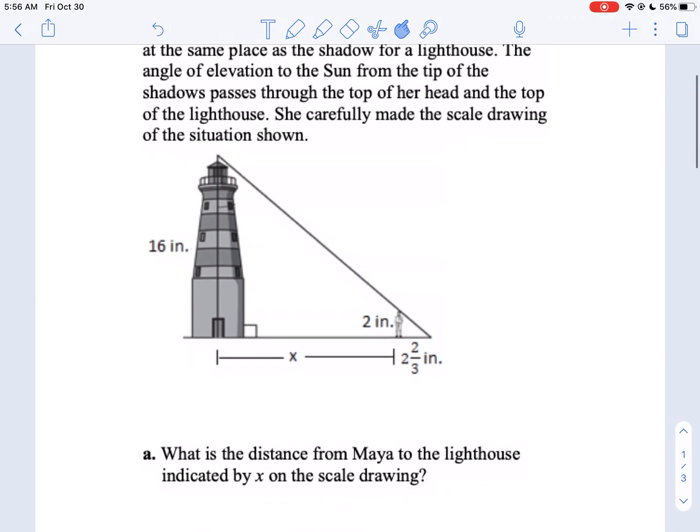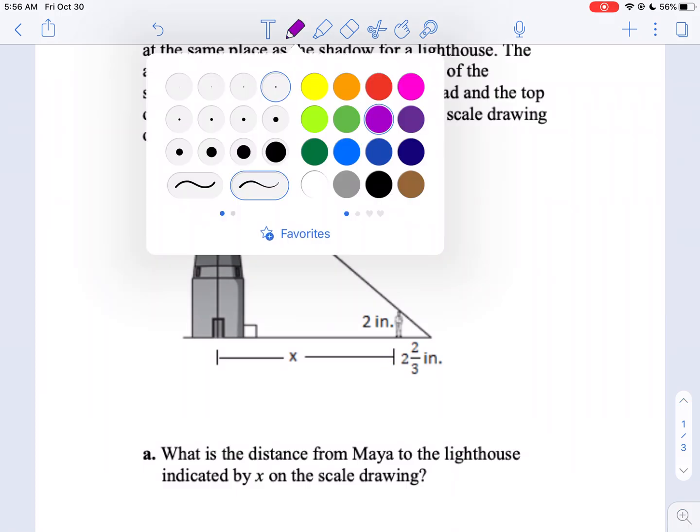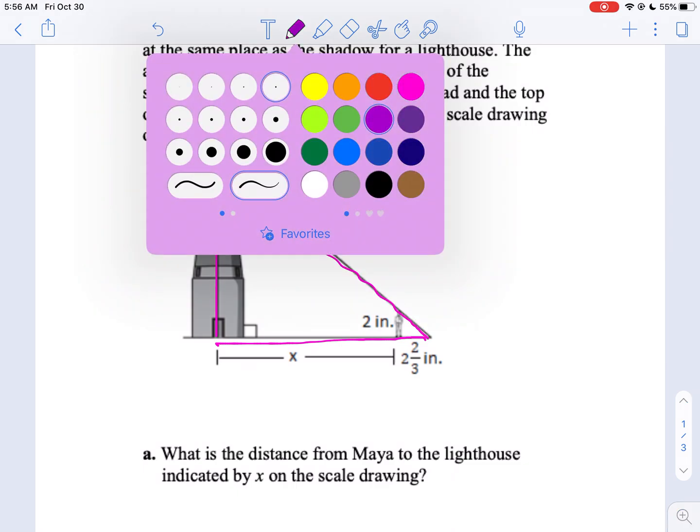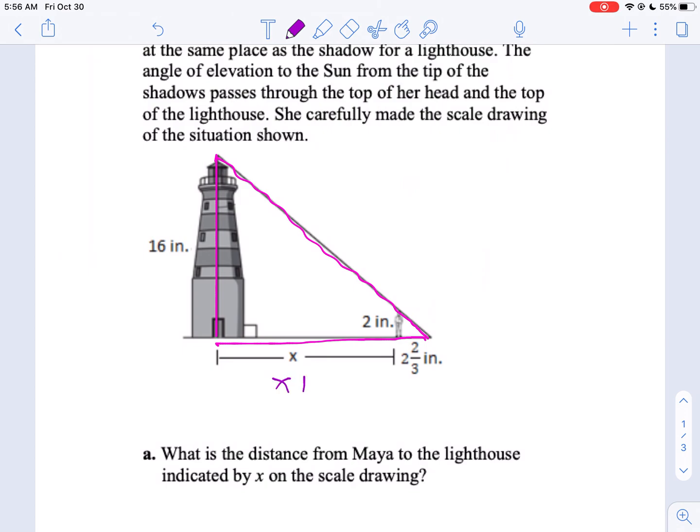First part, it says, what's the distance from Maya to the lighthouse indicated by X in the scale drawing? In other words, we just want to find X. Now notice, X is not a side of the triangle. That's the key on this one. You have to notice that the triangle formed by the lighthouse goes all the way to the edge. So the side length of the bottom of the lighthouse triangle is not X, it's X plus 2 2/3.